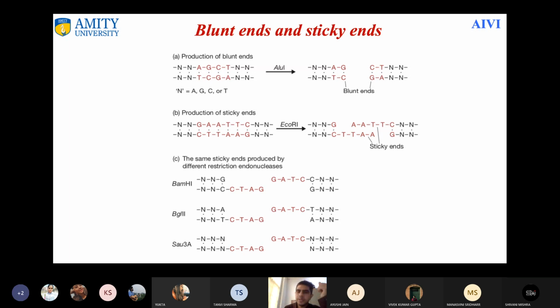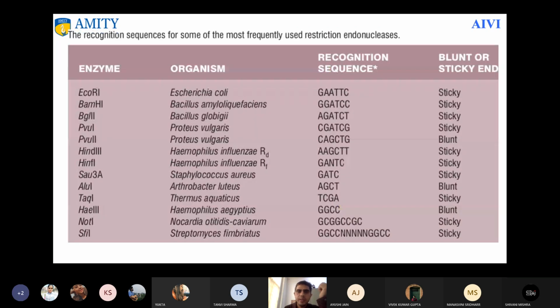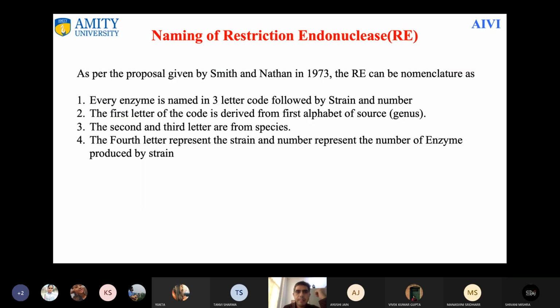Then the classification of enzymes came. Different enzymes have different recognition sequences. You must remember some of the important enzymes, at least 4 or 5 of them, along with their source and their recognition sequence.